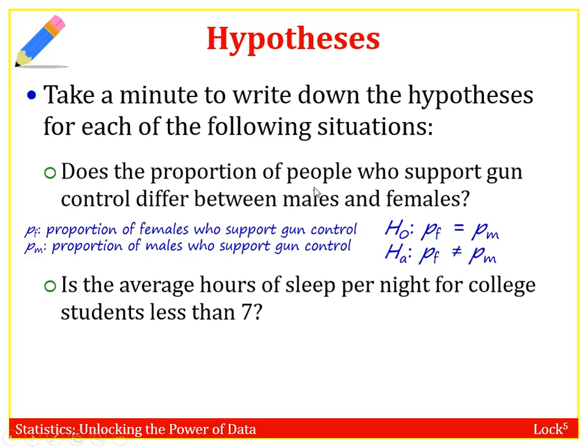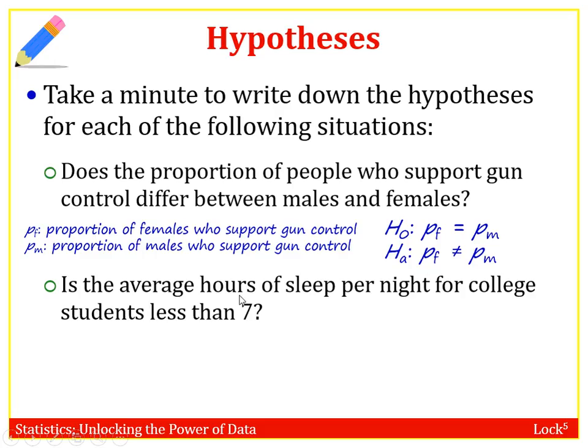So for this one here, we're going to have an equal to. We're going to assume that they're equal, and P sub F is the female proportion, P sub M is the male proportion. Always going to be an equal to. It is possible you could have your null hypothesis being P sub F minus P sub M equals 0. That's perfectly fine. We're just trying to see if they're different. So that's the not equal to. And then once again, you could say P sub F minus P sub M not equal to 0.